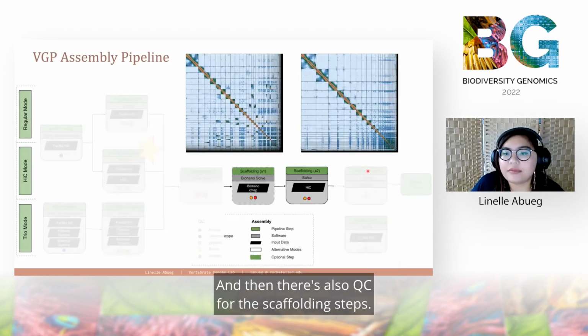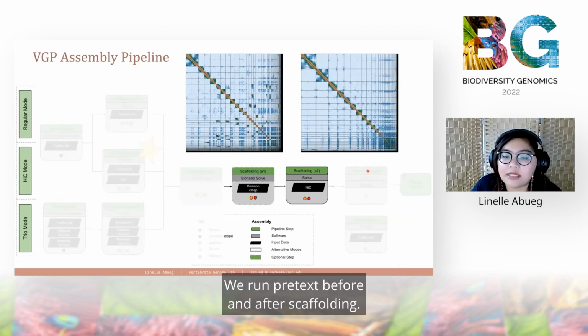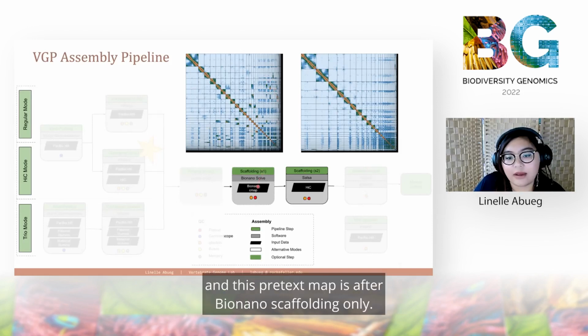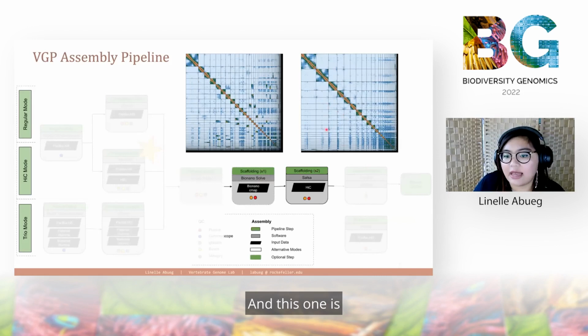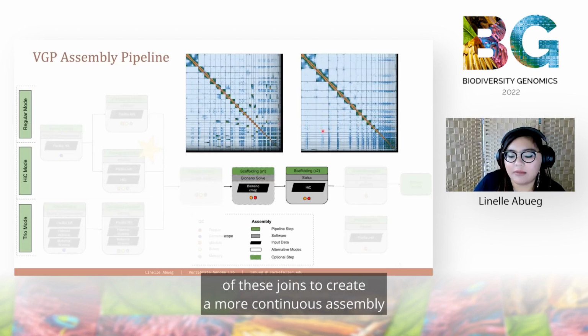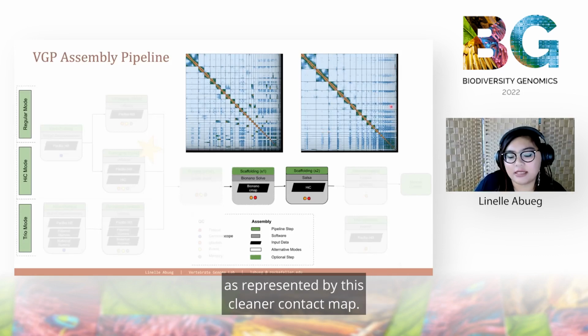And then there's also QC for the scaffolding steps. We run PretextMap before and after scaffolding, so you can see the contact map and the effect of scaffolding. For instance, this is from a terrapin, and this pretext map is after Bionano scaffolding only, and this one is after Hi-C scaffolding of these Bionano scaffolds. So you'll see where Hi-C scaffolding has resolved some of these joins to create a more contiguous assembly as represented by this cleaner contact map.